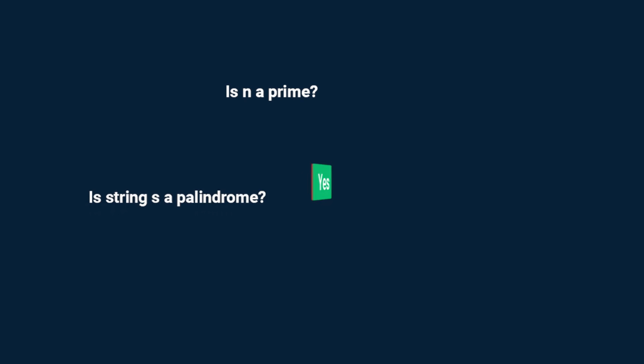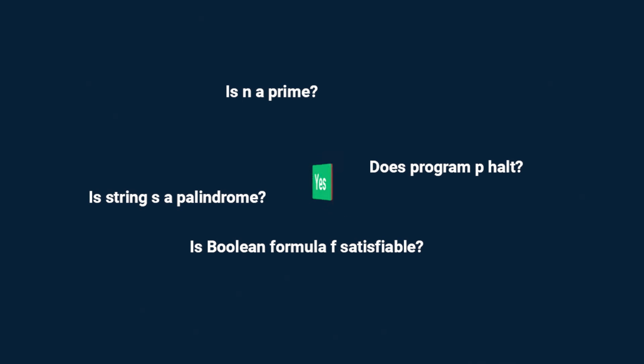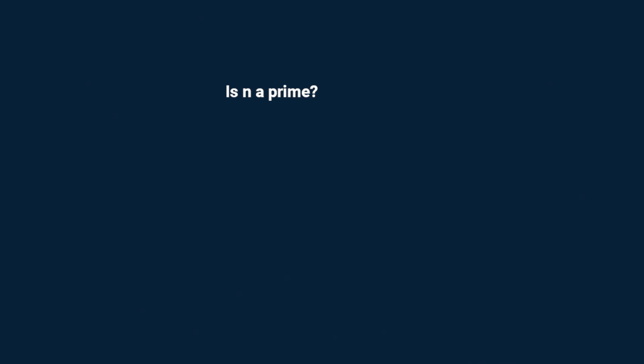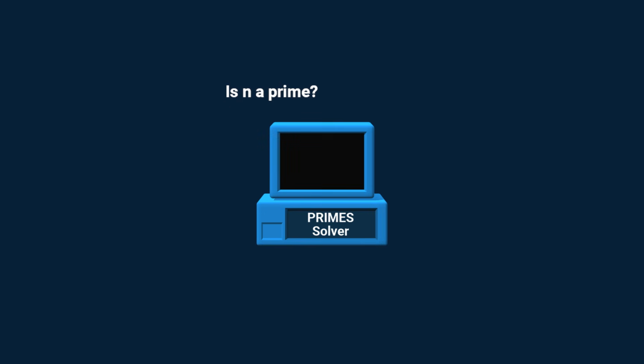Decision problems are problems that have a yes or no answer. Is n a prime? Is string s a palindrome? Is Boolean formula f satisfiable? Does program P halt? Let's focus on the primes problem. We'd like to build a computing machine that solves it. For every valid input, it should think for a while, then output the correct yes or no answer.